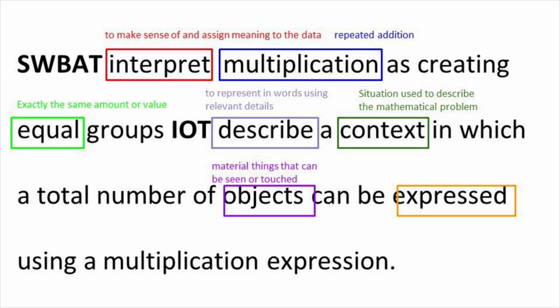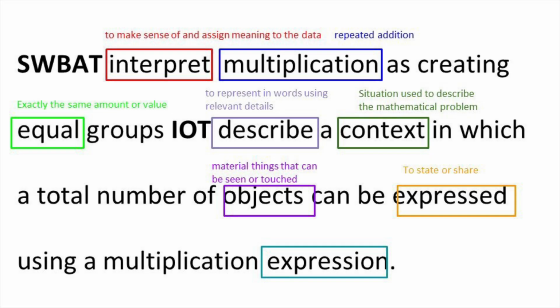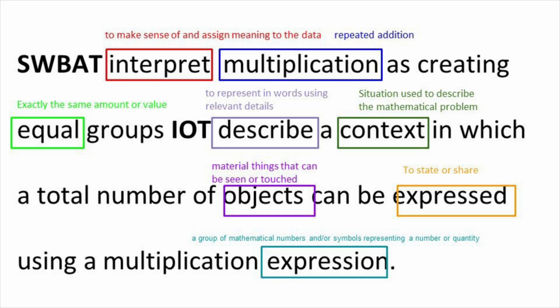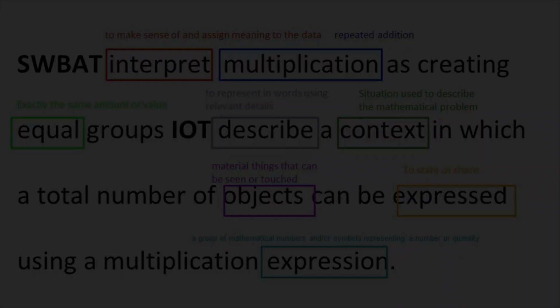Our next word is express. Express is to state or share. And our final word in this PBO is expression. Expression is a group of mathematical numbers and or symbols representing a number or quantity. We have just completed annotating the PBO for Standard OA1.